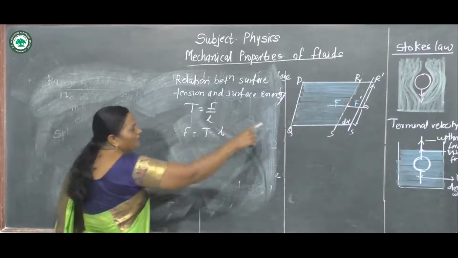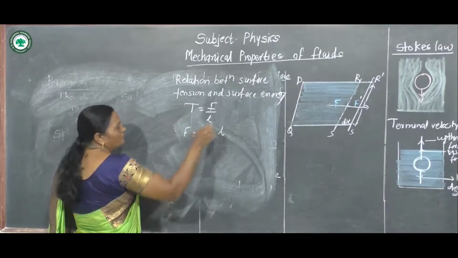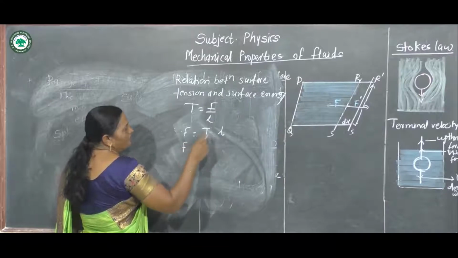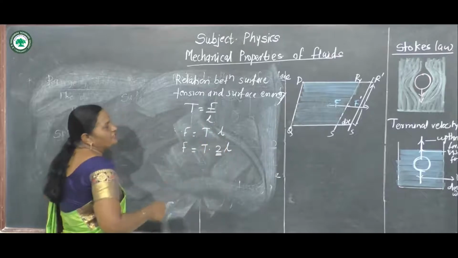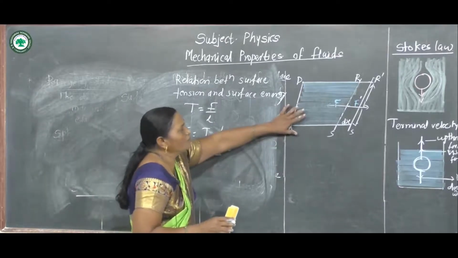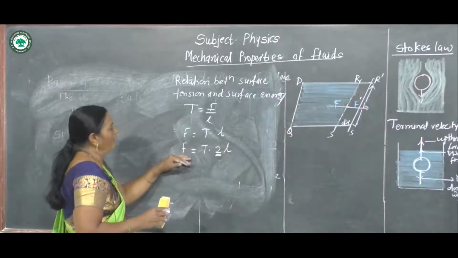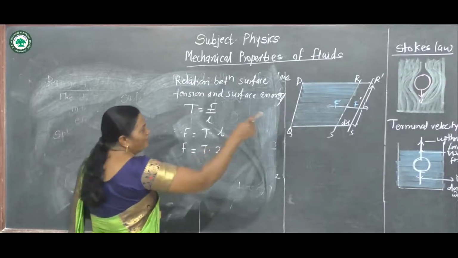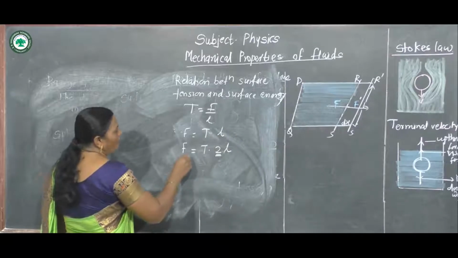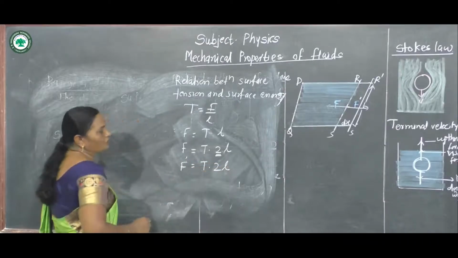Since the frame is dipped in soap solution, there are two films, and the force due to surface tension is T into 2L. The factor of two is there because the soap solution has two surfaces. Therefore, F is equal to T into 2L. Now, by Newton's law there is another equal and opposite force, F dash, which is also T into 2L.